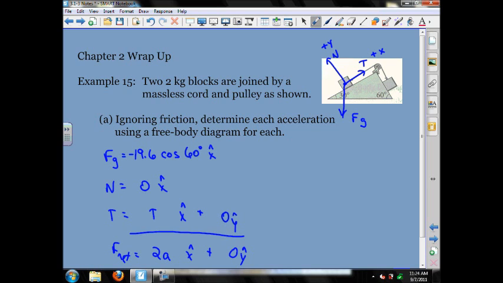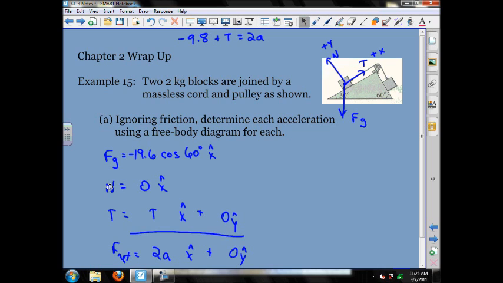We need 2 equations. We can set up one equation, negative 19.6 cosine 60. Cosine of 60 is 1/2, so that'd simply be negative 9.8 plus T equals 2a, which is good. I need that. But since I have 2 variables, I need 2 equations in order to solve. Where do we think the second equation is going to come from?